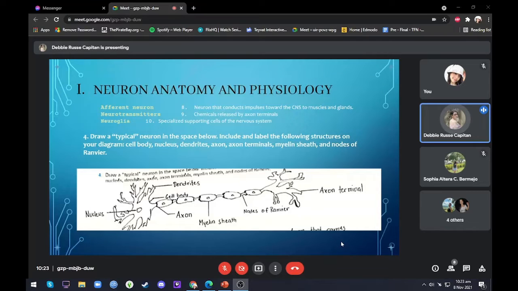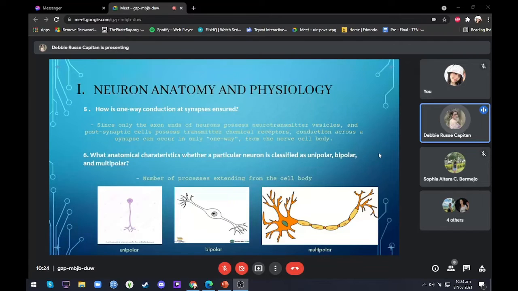For number 4, draw a typical neuron in the space below. Include and label the following structures on your diagram: cell body, nucleus, dendrites, axon, axon terminals, myelin sheath, and nodes of Ranvier. As you can see on the picture flashed on your screen, we have the nucleus, the cell body, the dendrites, this is the axon, this is the myelin sheath, the nodes of Ranvier, and the axon terminal.